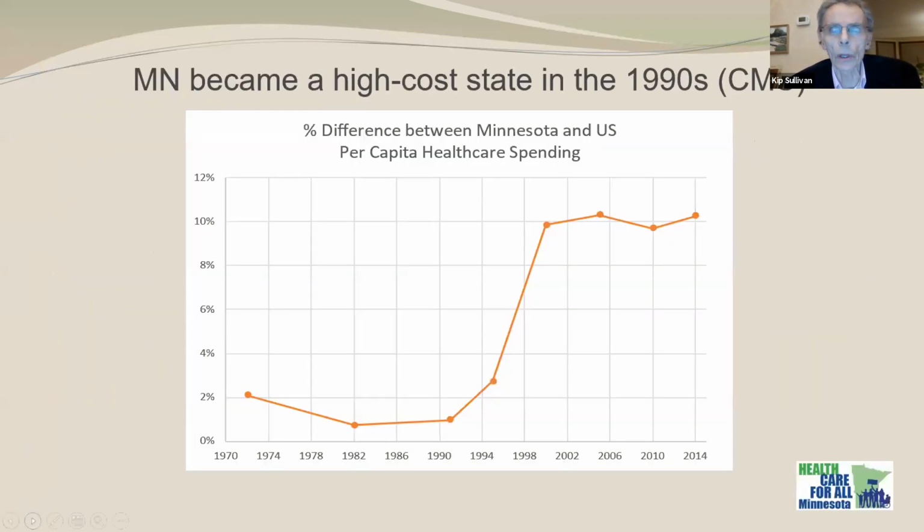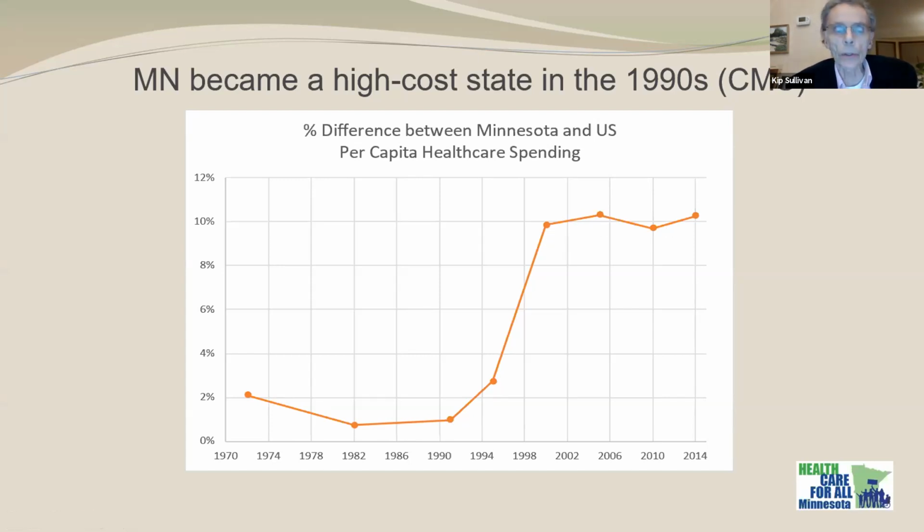I think I showed this in the first webinar. This is a graph showing you that Minnesota was an average cost state. This graph shows you Minnesota's per capita healthcare spending as a percent of the national average. And you see we were 1 or 2% above the national average until the early 1990s. And then our per capita costs soared in a very short period of time, and then leveled off at 10%, which is where we are today.